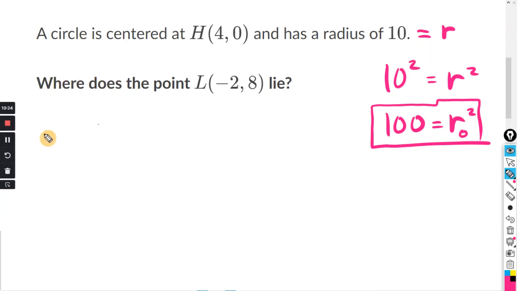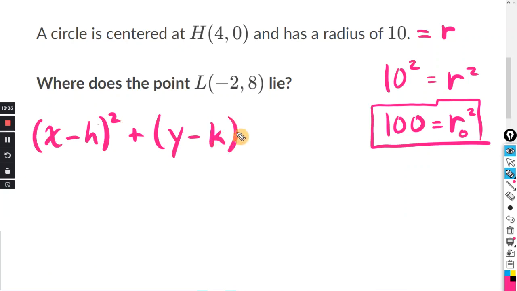And we need our circle equation to find the new r squared. We're going to do (x minus h) squared plus (y minus k) squared equals r squared. Okay, the center is 4, 0. That's going to be h, k. And the new point is going to be x, y. All right, so we're just going to plug those into this equation and get the new r squared, and compare it with the original.